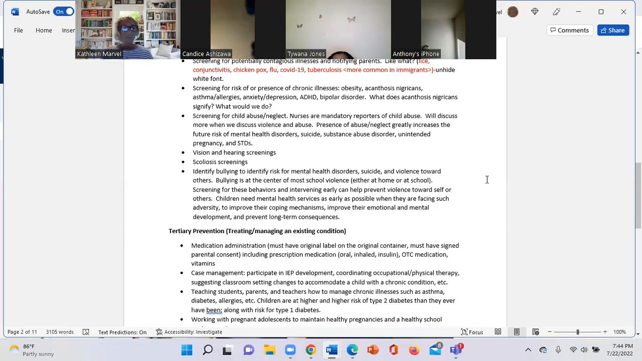And this is so true, and I saw it over the development of 2 years of COVID. Kids need mental health services as early as possible once they're identified to have some red flags, right? They need those mental health services to improve their coping, improve their emotional and mental health development, and to hopefully prevent any long-term consequences. Critical.